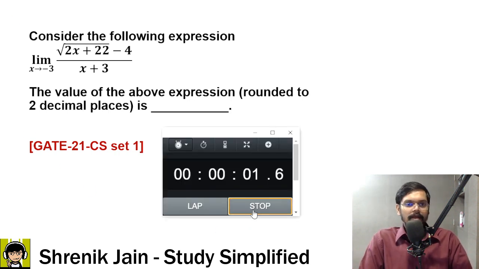So now the next question is: consider the following expression, limit x tends to -3. Now the question is (square root of (2x plus 22) minus 4) divided by (x plus 3). Can you find the value of the above expression rounded off to 2 decimal places?